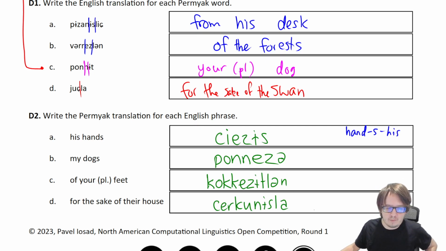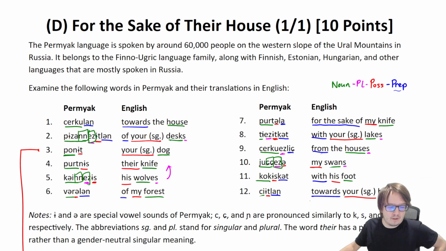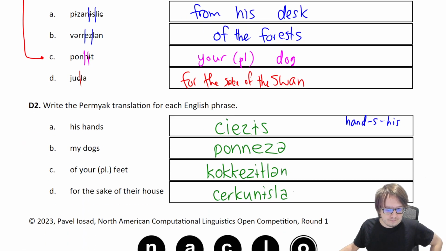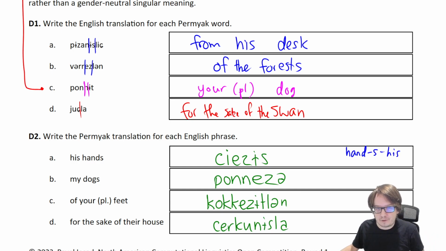So that's how we solved the problem. This was from the 2023 NACLO, for the sake of their house, problem D. If you have any questions, I'm sure I can answer them below or somebody else will get to you.